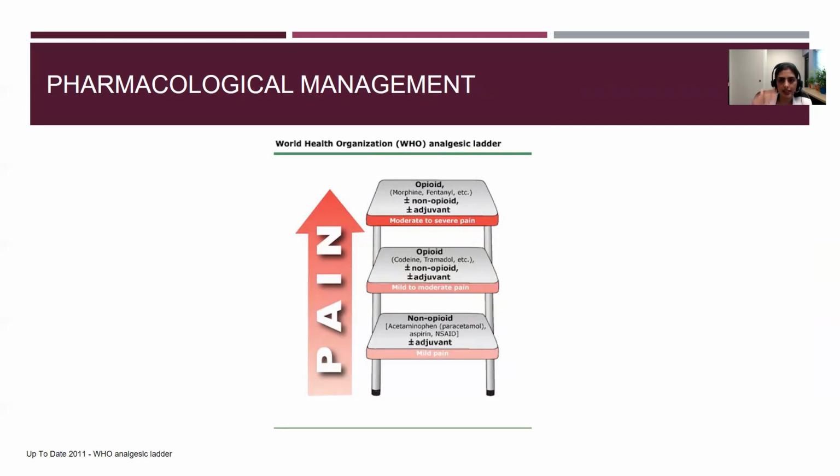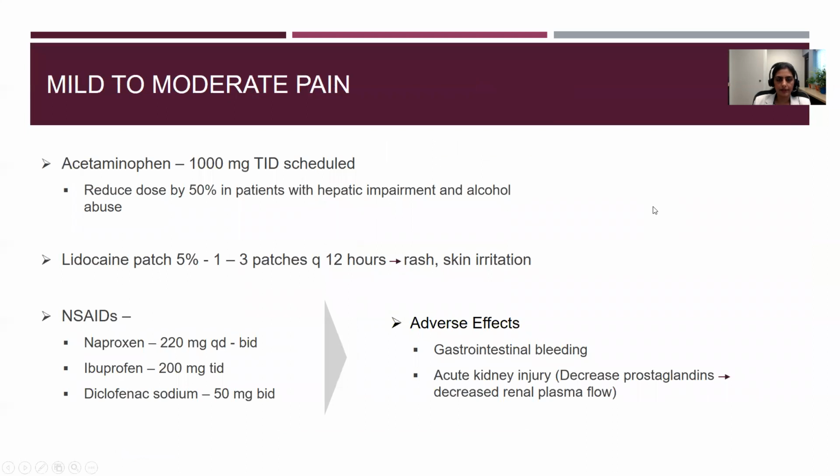Now, at any of these stages, you can actually add an adjuvant, which we'll talk about in just a second, of the list of those. But it's important to progress up this ladder based on where someone's intensity of pain is at the time. So let's talk about mild to moderate pain.